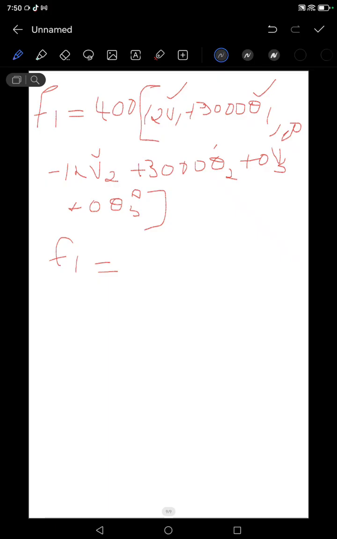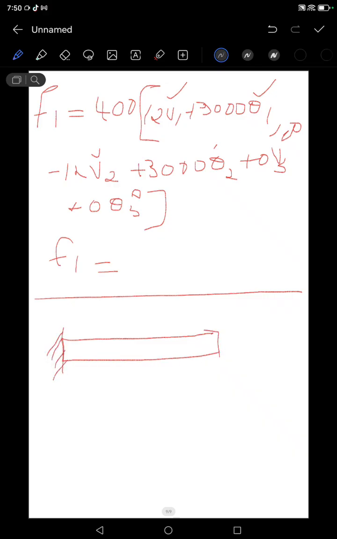Okay, and then for the last part that we're going to do here under beam, I'm going to show you when we have a UDL. Remember the beam that we were doing, it didn't have a UDL. Let's say we have a beam like this, which is fixed on both ends. We have node 1 here, then node 2, then here we have node 3. Between node 2 and node 3 we have a UDL.